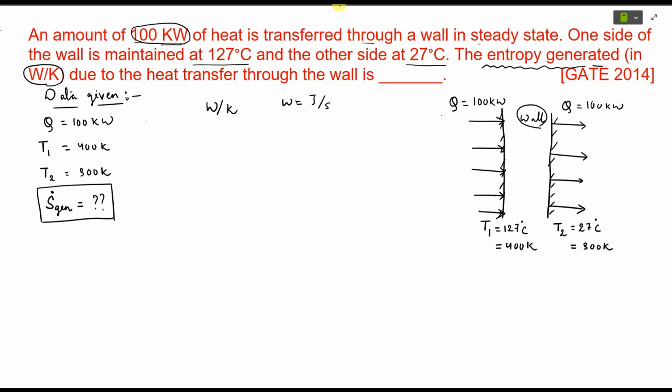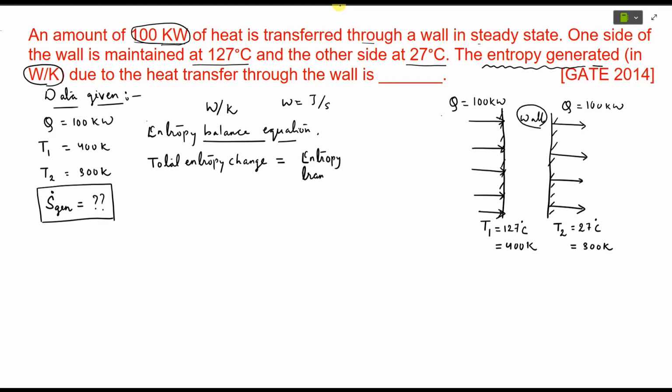Now let's approach the solution of the given numerical. For that, first we have to consider the entropy balance equation. According to the entropy balance equation, the total entropy change due to the heat transfer through the wall must be equal to the entropy transfer through the wall plus entropy generated through the wall.